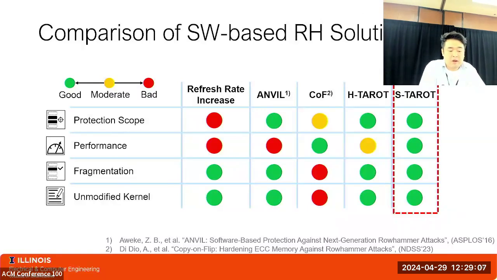Tarot is better than prior work for the protection scope, performance penalty, physical memory fragmentation, and kernel modification. For the protection scope, Tarot can access any row addresses of the DRAM. Meanwhile, prior work using page migration cannot protect rows serving unmovable pages from Rowhammer, since such pages cannot be migrated and offlined. Lastly, page isolation and page offlining incur physical address fragmentation, and it decreases the number of available huge pages.